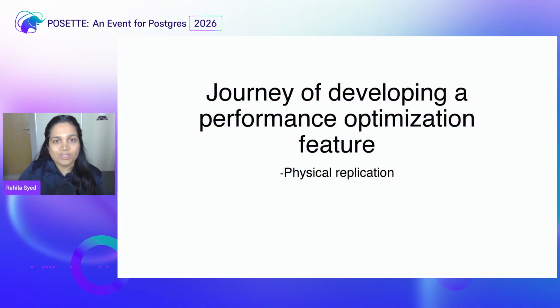I'm here to talk to you about a topic titled Journey of Developing a Performance Optimization Feature in Postgres. It is an exploration of how one can develop a feature which will improve performance of physical replication. This talk will be useful for developers who would like to contribute to Postgres or anyone who would like to learn more about physical replication. So let's get started with the journey of developing a performance optimization feature.